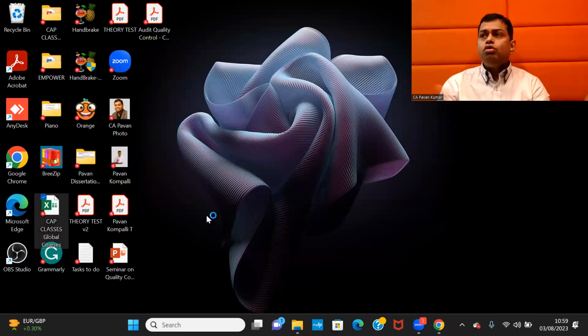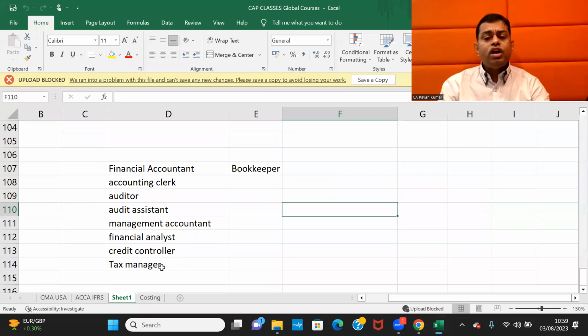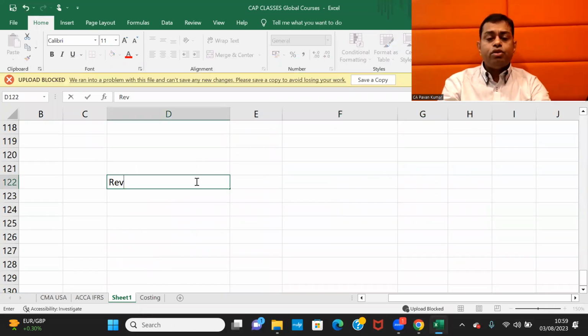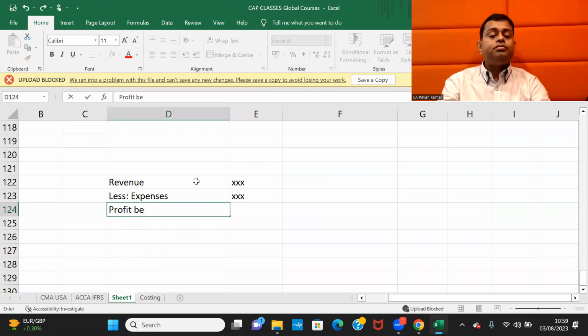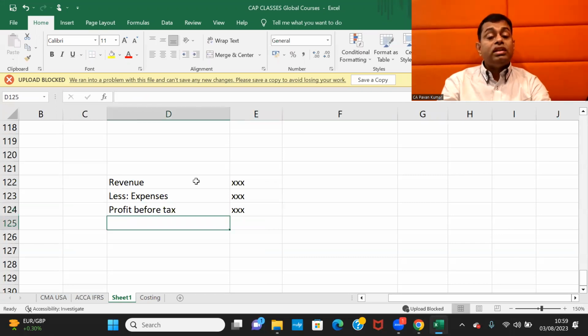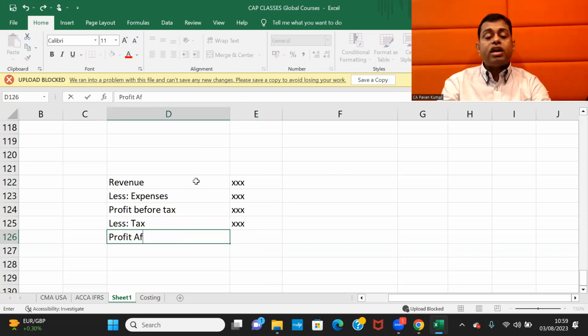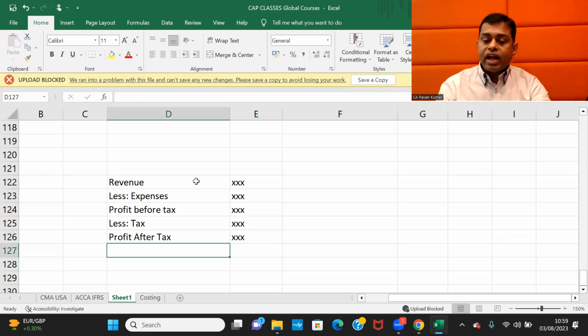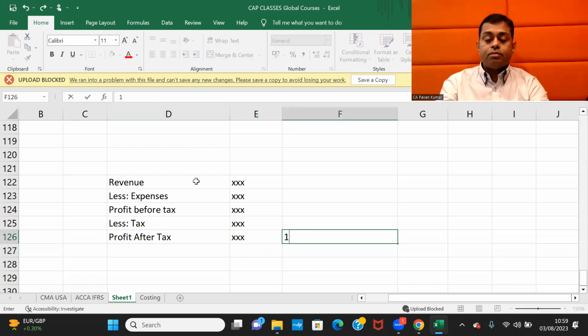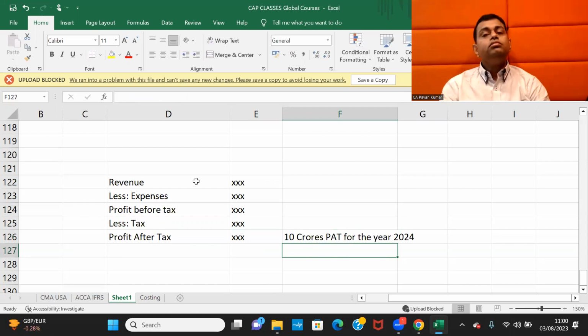Normally you might have heard, you have revenue, less expenses. So you have revenue, right? XXX, less expenses. This is your profit before tax. Then less tax. So this is called profit after tax. Correct? So from profit after tax, say for example, I got 10 crores for the year. 10 crores PAT I got for the year 2024.